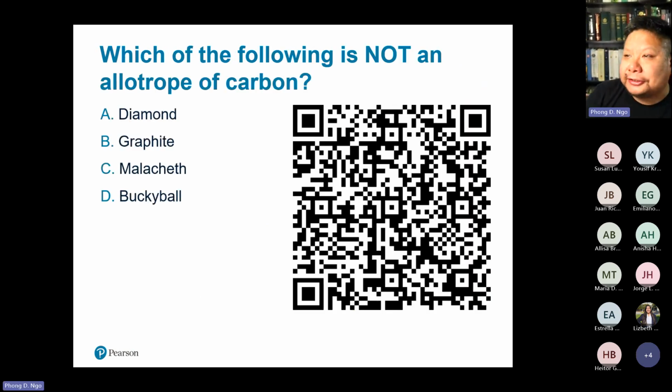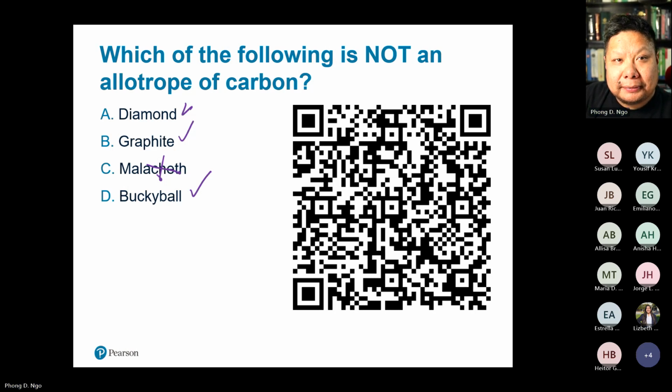All right, so I'll just answer this question real quick. Which of the following is not an allotrope of carbon? We know diamond is. We know that graphite is. We know that buckyball is. Definitely the one that's not is Malekith. Malekith is just the dark elf from Thor: The Dark World. So yeah, I made that up. Well, I didn't make it up because it's a dark elf's name. But anyway.